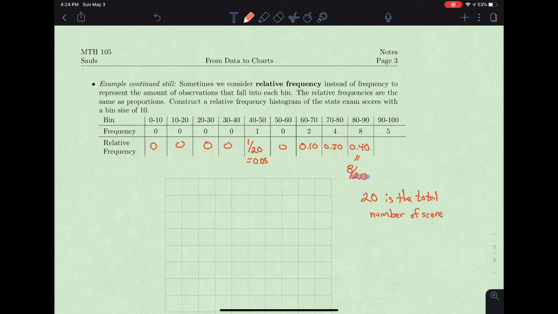So you could say 8 out of 20 is 40%, or the relative frequency, if there are 20 total, of 8 is 0.4. 5 is 0.45. Because each count, I'm sorry, no it's not, 0.25. Because 5 is 25% of 20.